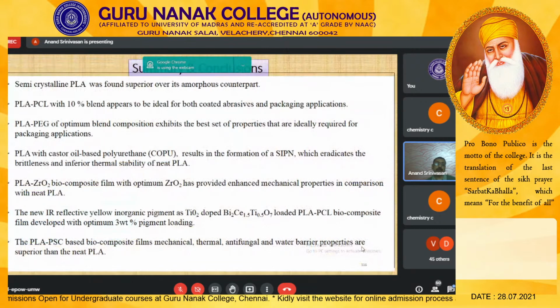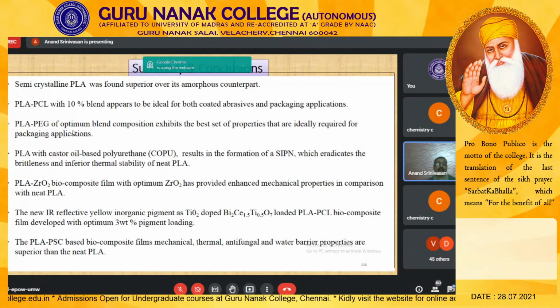Okay, so when you look into the summary and conclusion, we have used the semi-crystalline PLA for our study for the making of coated abrasive and packaging film, and we were able to make 10% of PCL with the PLA, which is ideal for both coated abrasive and packaging. And PLA PEG of optimum blend composition exhibits a better set of properties.